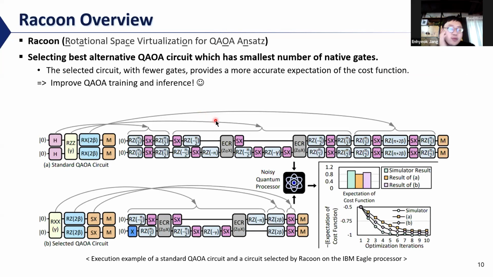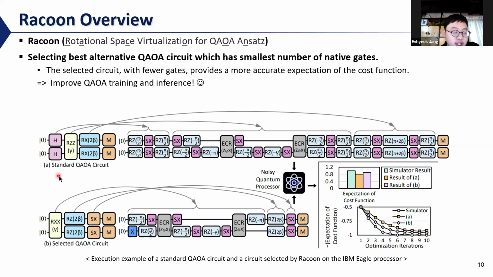And here is the proposed idea, Raccoon. We consider that the direction of the axis is just conventional knowledge. We can select a different combination of the rotational directions. So we select the best alternative QAOA rotational combination, which has the smallest number of native gates on quantum computers.